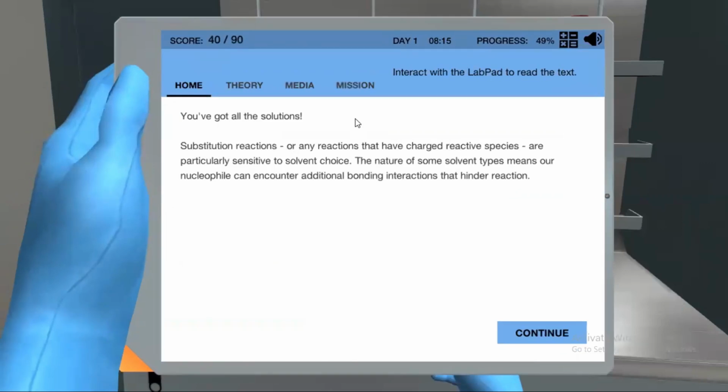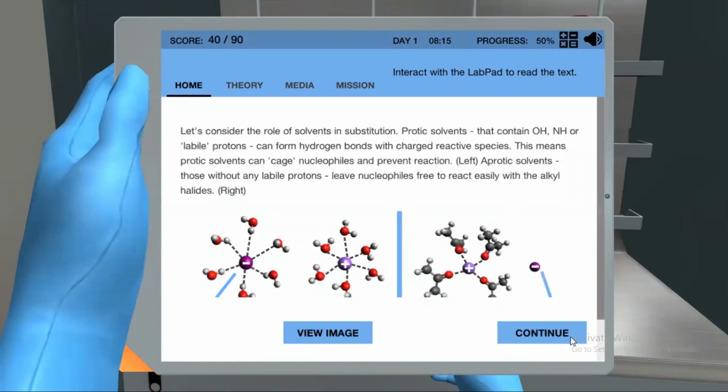Got all the solvents. Substitution reactions, or any reactions that have charged reactive species, are particularly sensitive to solvent choice. The nature of some solvent types means our nucleophile can encounter additional bonding interactions that hinder reactions. Let's consider the role of solvents in substitution.